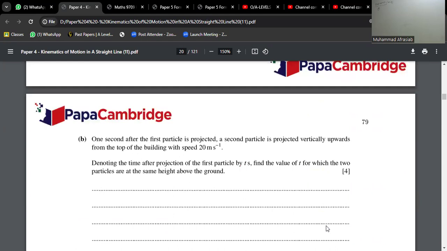1 second after the first particle is projected, a second particle is projected vertically upward from the top of the building with a speed of 20 meters per second. Denoting the time for the projection of the first particle by t seconds, find the value of t for which the two particles are at the same height above the ground.